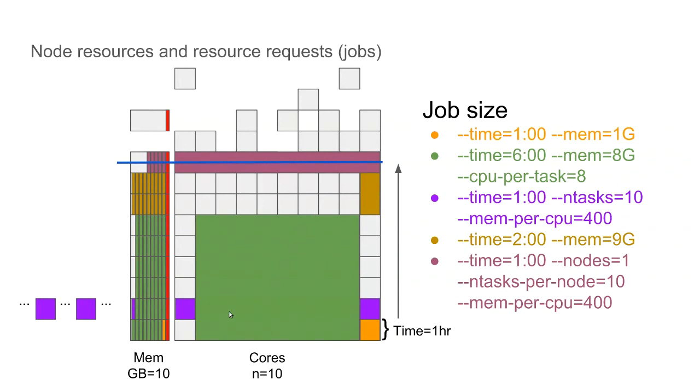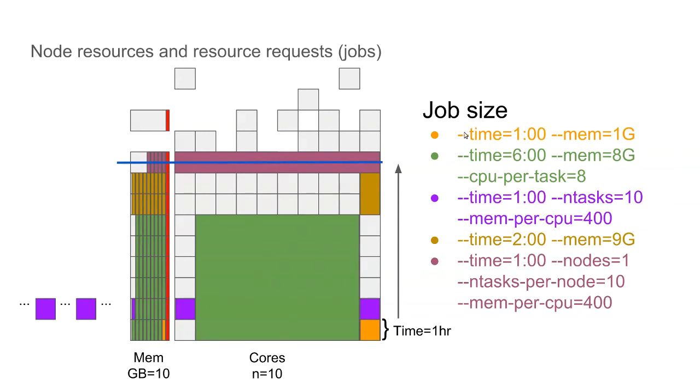So if we have this basically simplified node where across here we have 10 cores, we have memory that can be shared across those cores, and then we have time going upwards in hours, we can see that jobs have different shapes whenever they're submitted. So the job size that we want to talk about in this case is just simplified to the number of cores and the amount of memory over time.